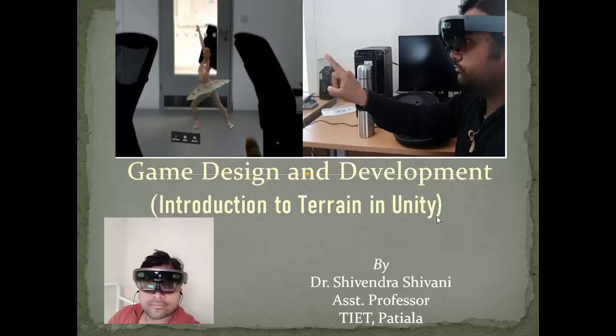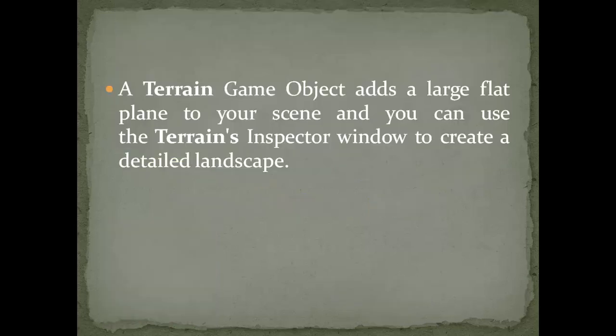Hi, I am Dr. Shiven, and in this tutorial we will discuss terrains in Unity. Basically, terrain is a game object which adds a large flat plane to your scene, and you can use the terrain's inspector window to create a detailed landscape.